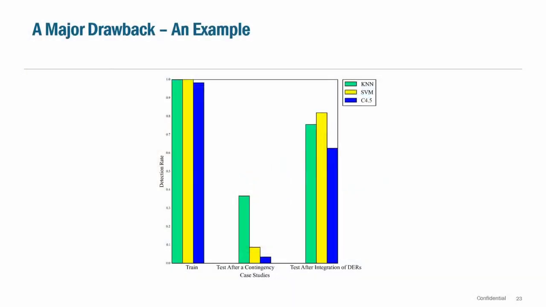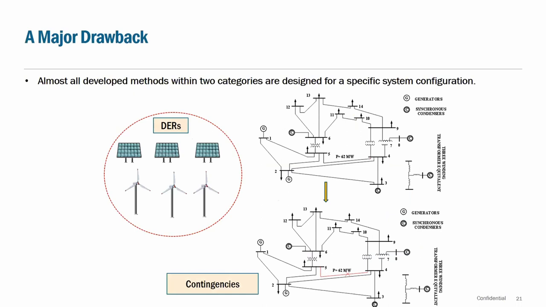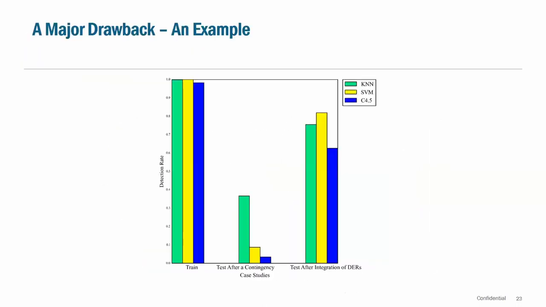Here is a very, very simple case. I have used three algorithms: k-nearest neighbor, a lazy learner, support vector machine, and decision tree. I have trained my algorithms on this data, on this network. I have generated some attacks. I have normal samples and attack samples, and I have trained the algorithms. What's the accuracy? The detection rate is almost one. All three models reach a detection rate of one. It means almost all methods are able to detect all attack samples.